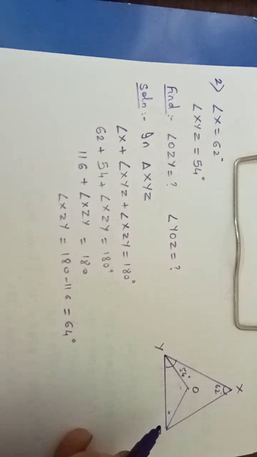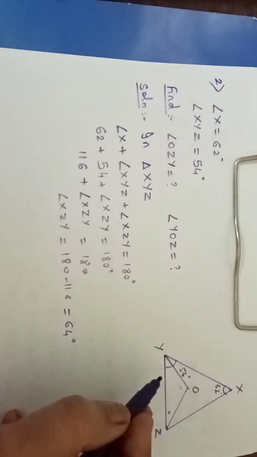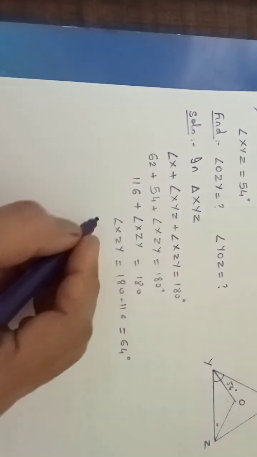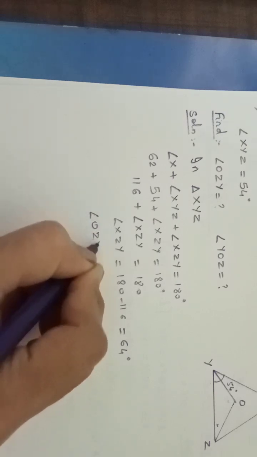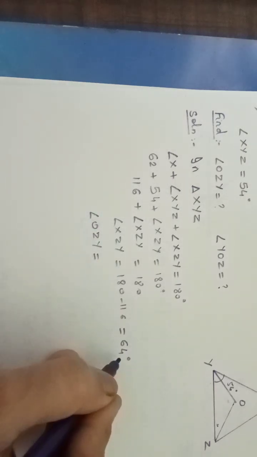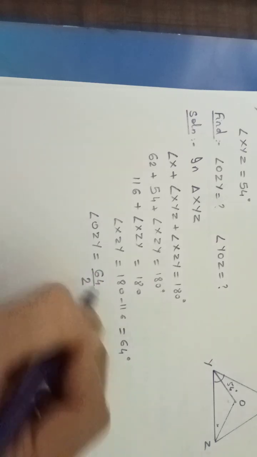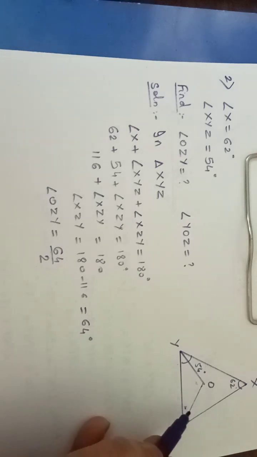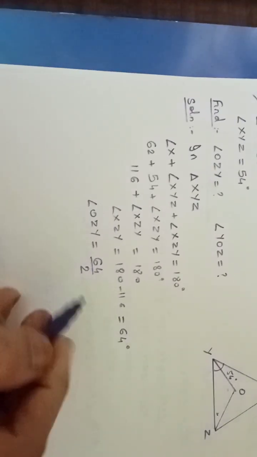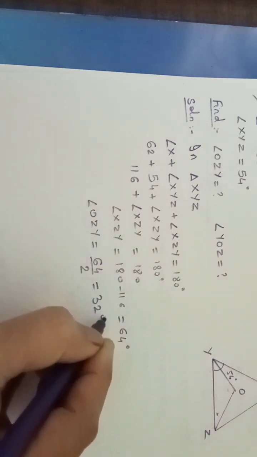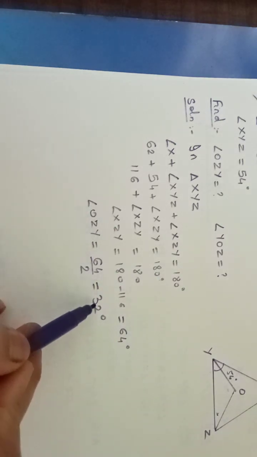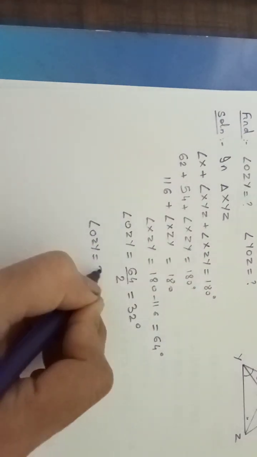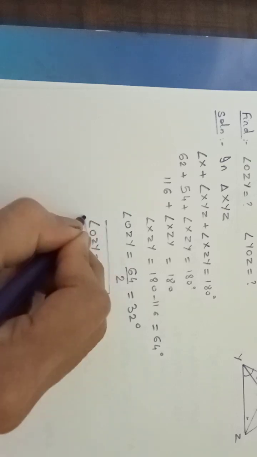Now since OZ is the bisector of angle XZY, we can write the measurement of angle OZY as follows. Angle OZY is equal to, we'll just divide it into two equal parts. We are dividing this whole angle into two equal parts. The meaning of bisector is that it divides the whole angle into equal parts. So we'll divide it by 2, and this comes to 32 degrees. So angle OZY is 32 degrees. This was the first part of the solution. We'll write it in a box.